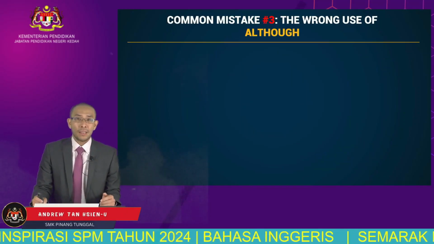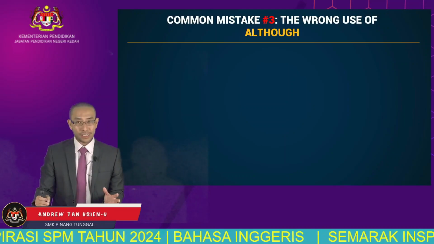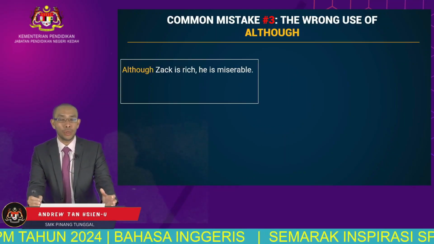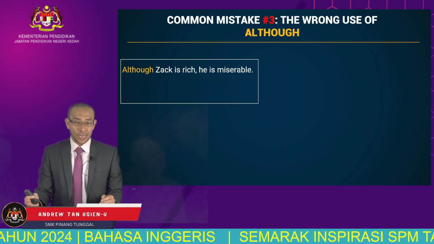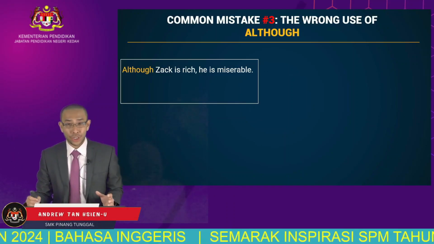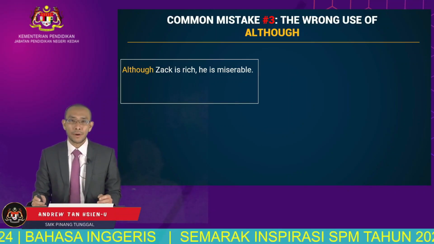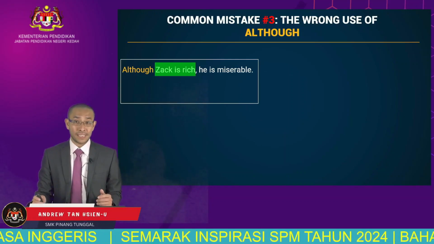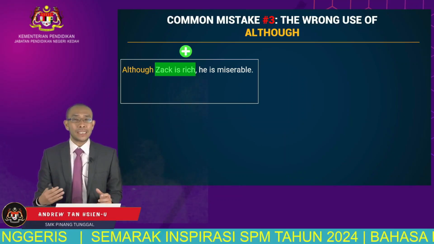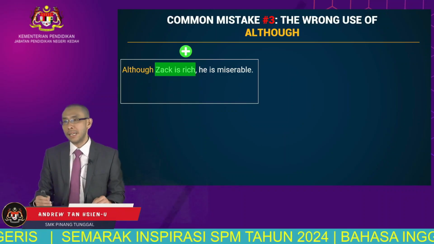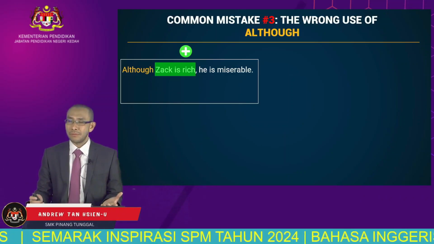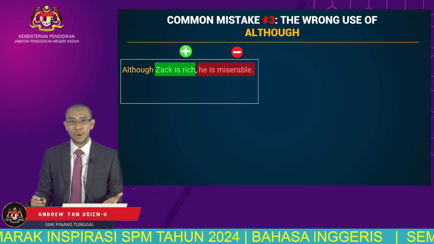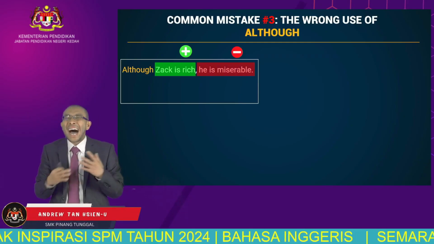Next. The third commonly mistaken use of cohesive devices is the word although. Okay, let's take a look at how although is supposed to be used. So take a look at this sentence. Although Zach is rich, he is miserable. All right? In the first statement, I said Zach is rich. This is a positive statement. And what do we expect when somebody is rich? He has a lot of money, so he should be happy. But rather, it is quite unexpected that he is miserable. So this is negative. One is positive and one is negative, and it's an unexpected outcome.